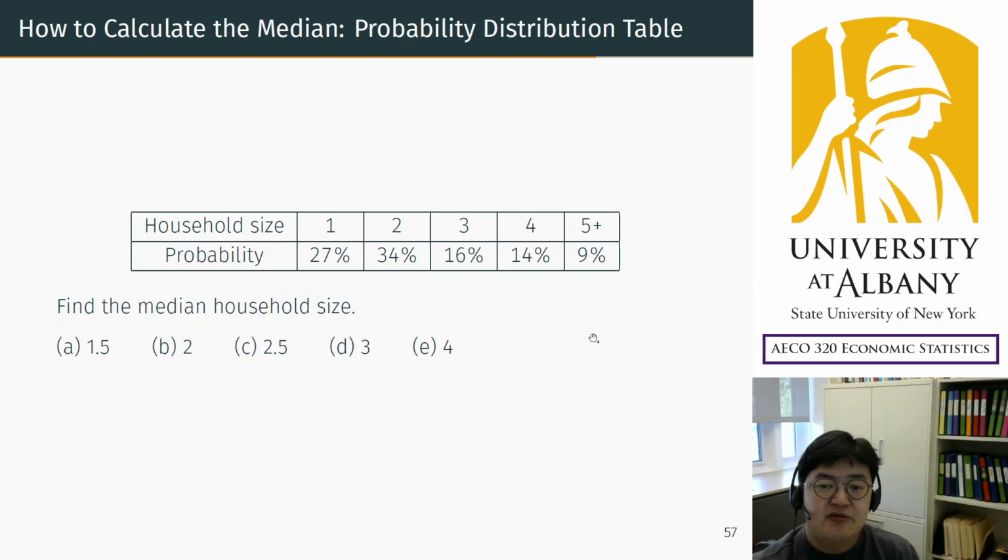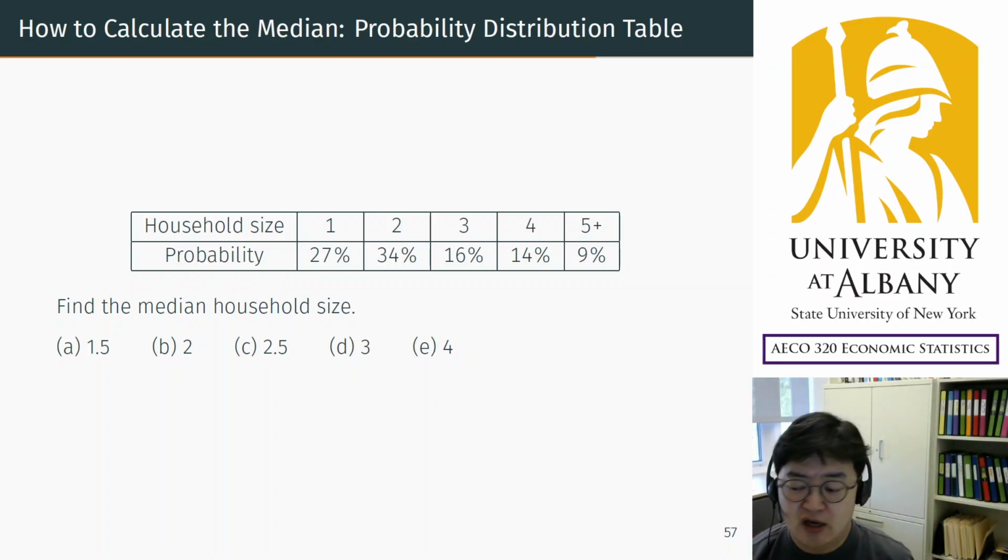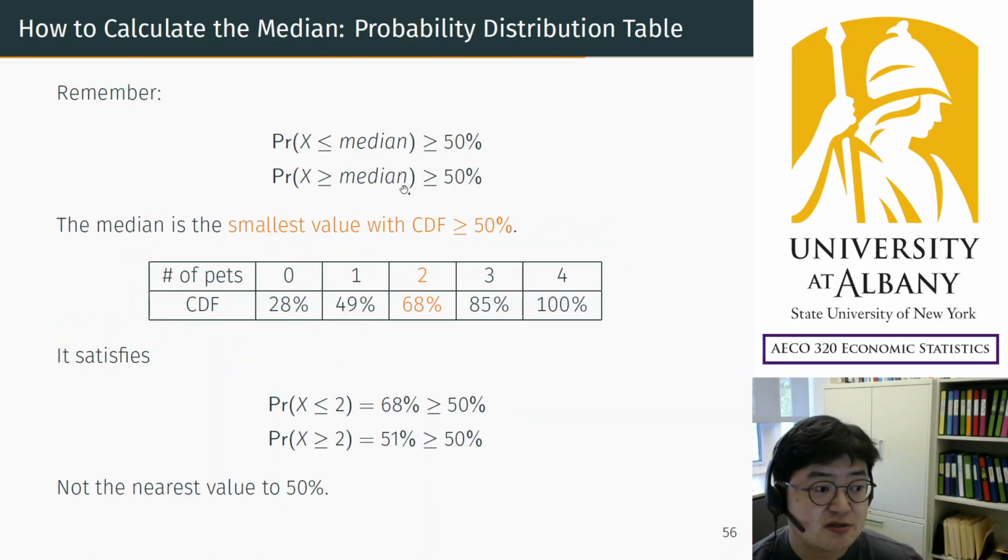Then I changed the numbers a little. This is household size, the number of family members, not the pets. I will stop the video here and leave it to you. Try this question and continue to the next video after finishing it. Find the median household size, and how to do it is clear: calculate the CDF, the cumulative probability, and check these two conditions.